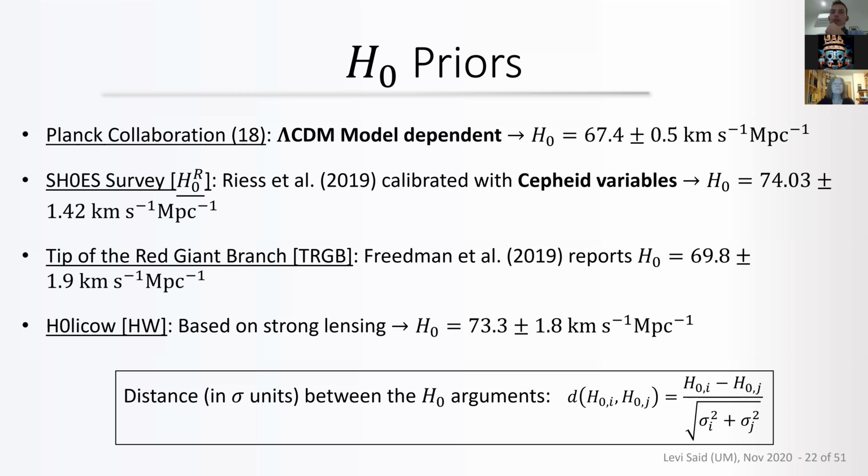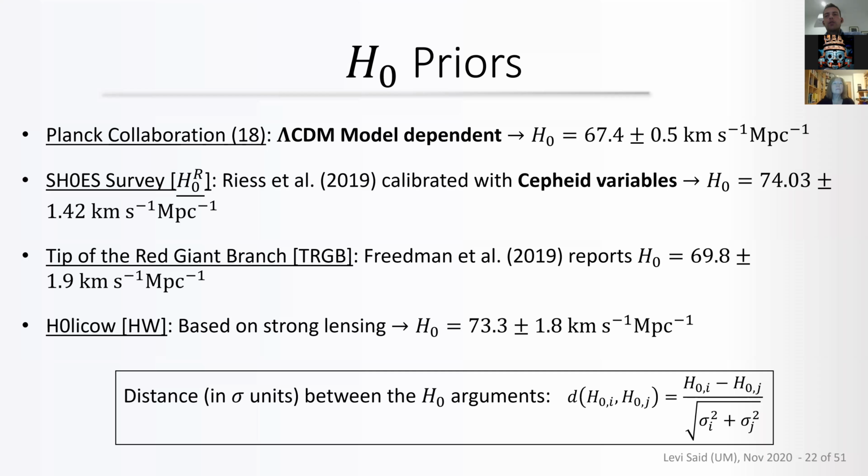But for the Planck prior, we get a very low value, where this depends on lambda CDM, and it comes from the CMB data. The next one is the SH0ES or Riess prior. In this case, they get the highest value of H0, 74, in this case 74.03.